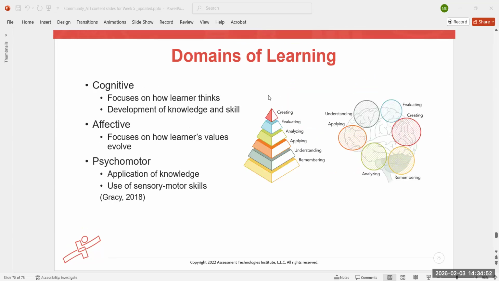There's different domains. So, different areas within the brain that focus on how learning occurs, how it's retained, how you analyze, how you remember, and then how you apply it. So cognitive focuses on how the learner is going to be thinking and looks at overall development of knowledge and the skill. Affective focuses more on feelings and how you value health and health education. Psychomotor is more of how do you apply what you've learned and looking at those sensory motor skills.